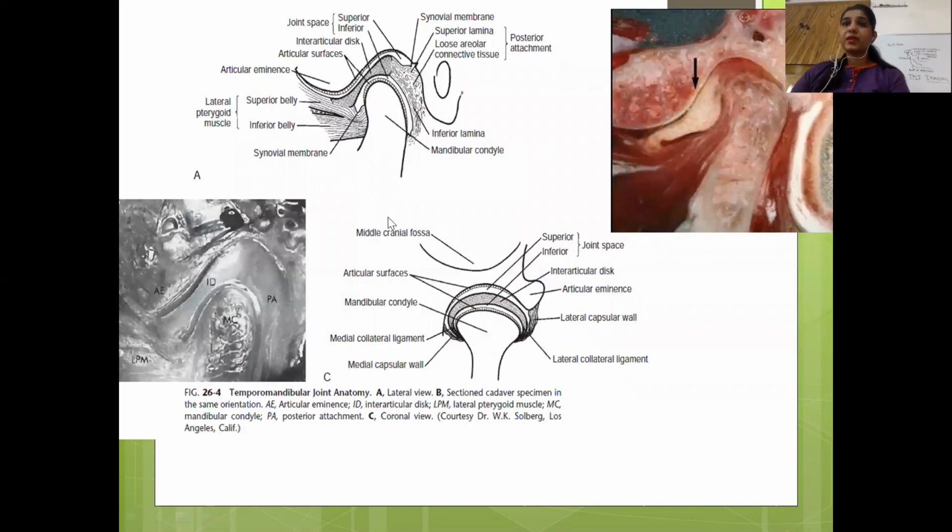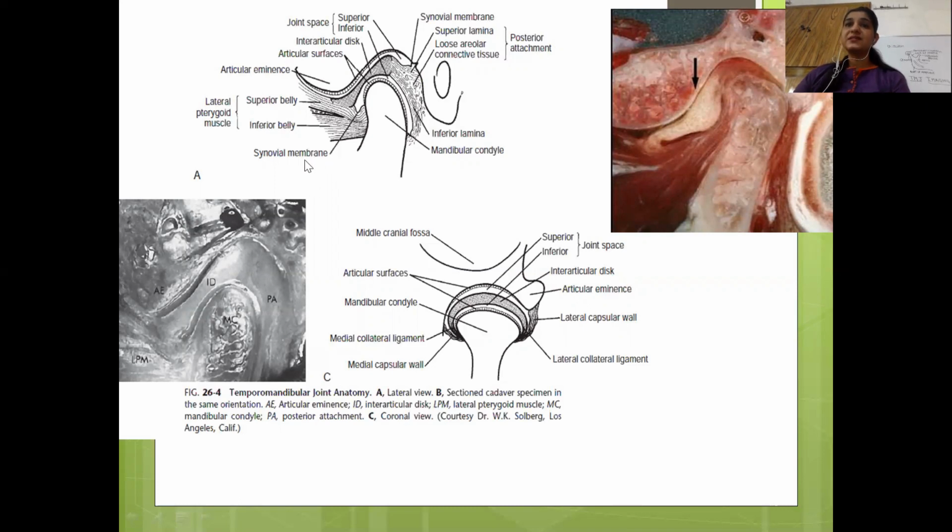Okay, so over here we can see the normal disc, the interarticular disc over the condylar head. But over here we can see it is more anterior, not posterior, not on the condylar head, but more anterior to the condylar head. So this is the temporomandibular joint anatomy. This is the articular eminence, as I've told you before. So this is the condylar head.